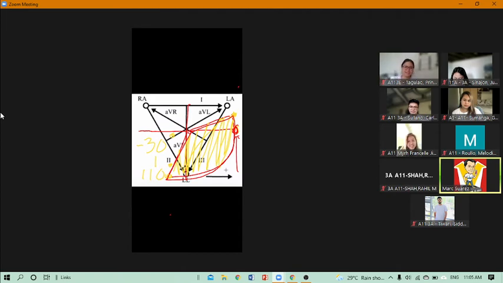Anteriorly, that's the left ventricle. Okay? Can you imagine what I'm saying? The one anterior to your chest is your left ventricle.